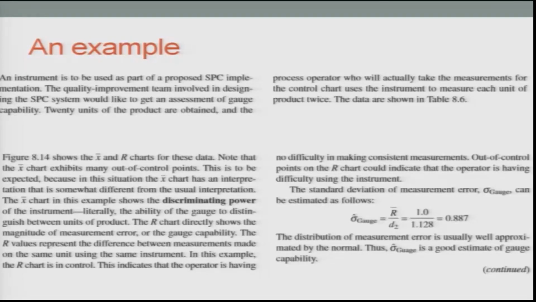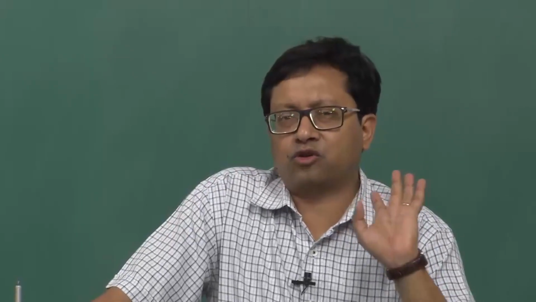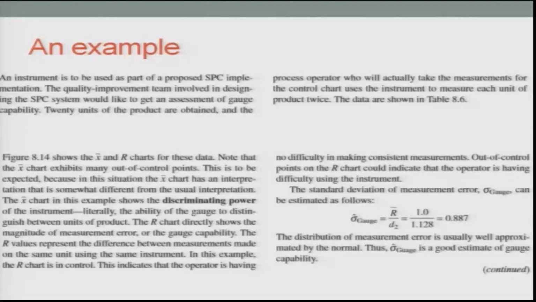So, the distribution of measurement error is usually well approximated by the normal distribution, even though technically that may not be true, because as I mentioned very fleetingly a long time back in this lecture series of TQM1, the chi-square distribution would be the best fit when you are trying to measure something and find out the distribution for the standard deviations or the variances. So, thus we can conclude in this example, taking this approximation, that the sigma hat of the gauge is a good estimate of the gauge capability, and you can use that gauge accordingly depending on the variability which you have.